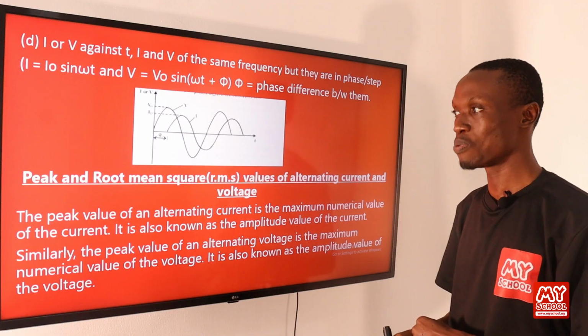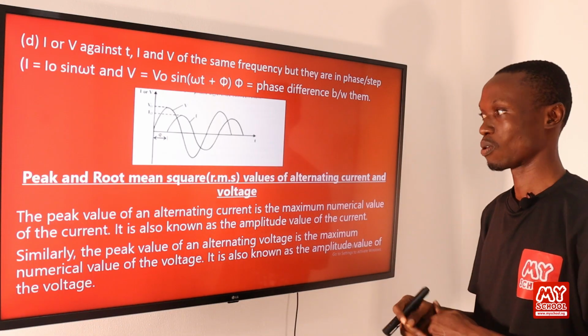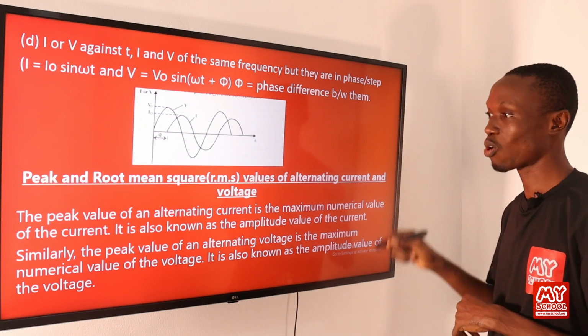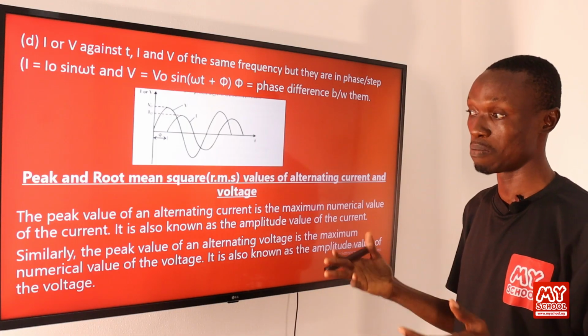Now let's talk about peak and root mean square, r.m.s for short. Peak and root mean square values of alternating current and voltage. So basically we are going to be defining them, saying what they actually mean.